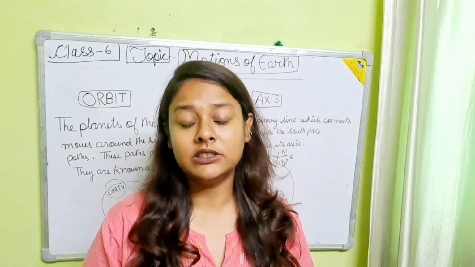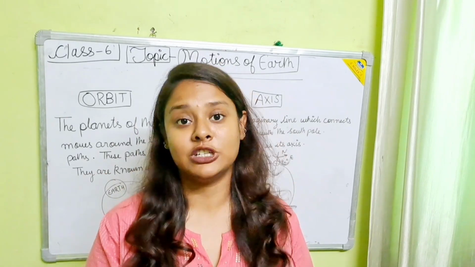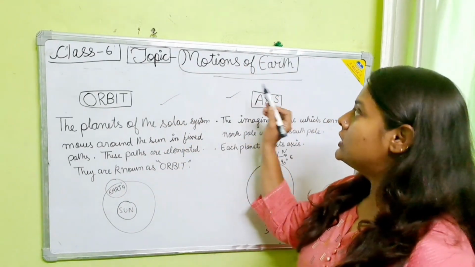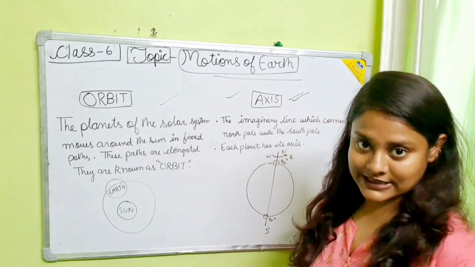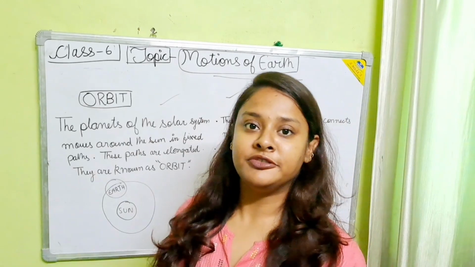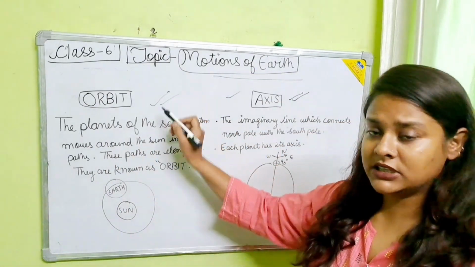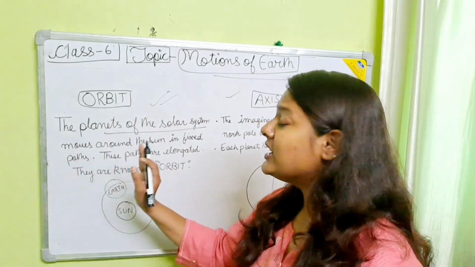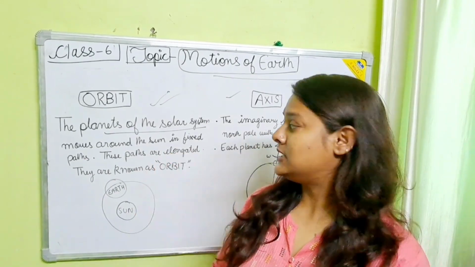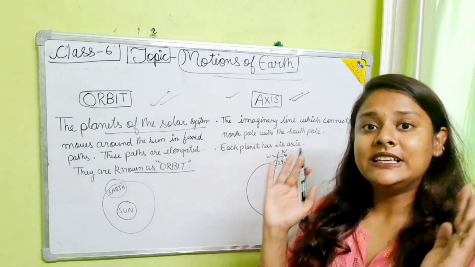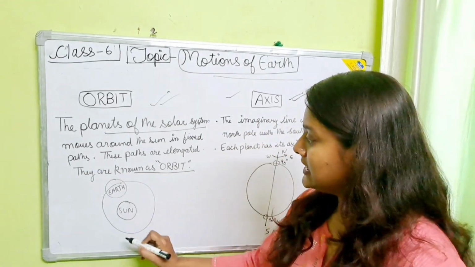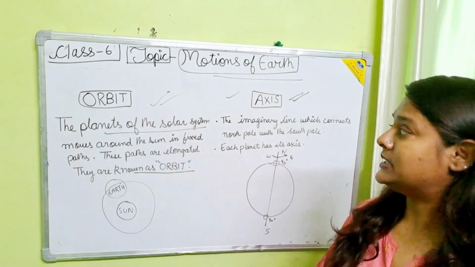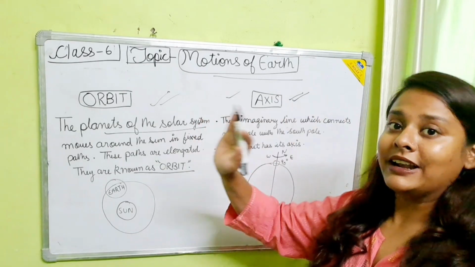But from that chapter, there are two terms which I have explained to you, that is orbit and axis. This motion of Earth also revolves around the term axis, so I am giving you a brief introduction of this. What is orbit? The planets of the solar system move around the sun in a fixed path, and these fixed paths are called orbits. These paths are elongated. If this is the sun and the Earth is revolving around it, this is known as the orbit. The orbits are fixed paths on which a planet moves.